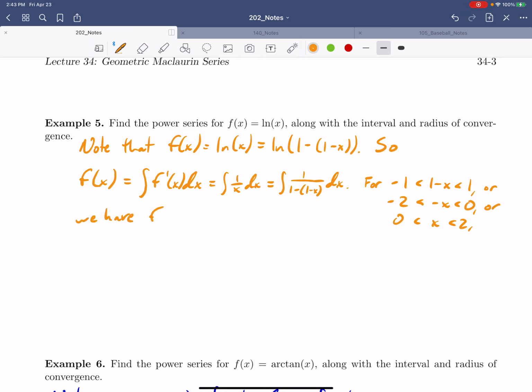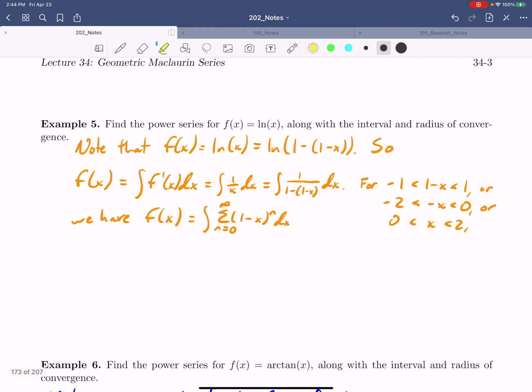We have that f of x equals the integral of the power series from 0 to infinity of 1 minus x, that quantity to the n dx. Let's see how we get that. Again, this is the guy we're raising to the n, because we're assuming it's between negative 1 and 1. Which is fine, right? We're doing sort of a negative shift, an inverted shift of x, so to speak.